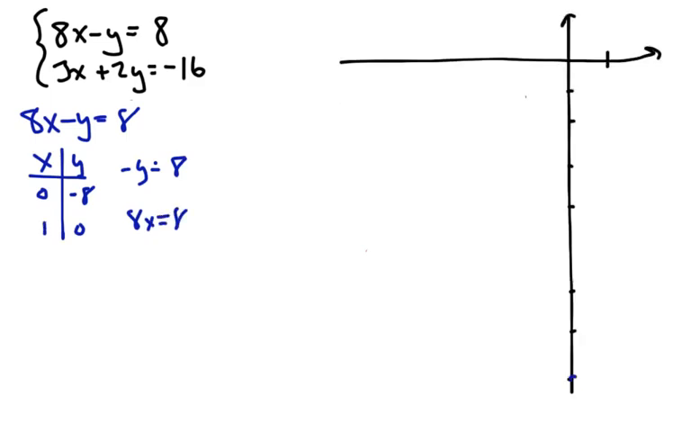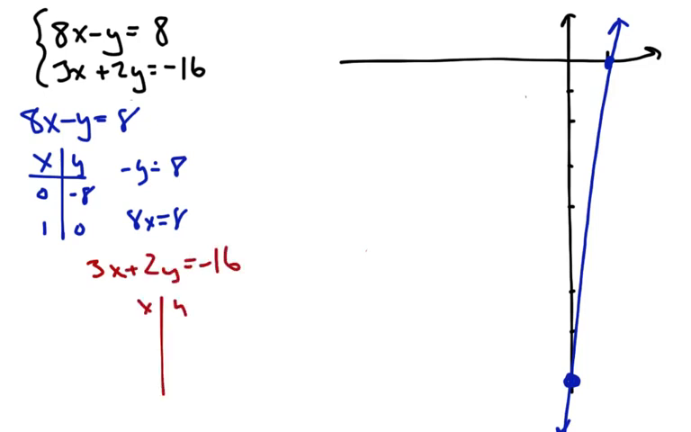Plotting these points, 0, negative 8 is going to be down here, and 1, 0 is over here. So we just connect the dots, and there's our line. And moving on to the second line, 3x plus 2y equals negative 16. We're going to do the same thing because it's in standard form again. Plug 0 in for x, we got 2y equals negative 16, so y is negative 8. Plug 0 in for y, 3x equals negative 16, so x is negative 16 thirds.